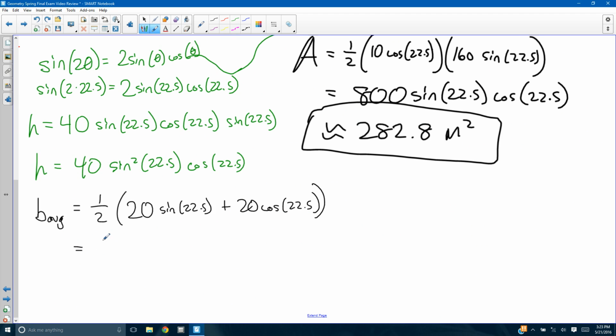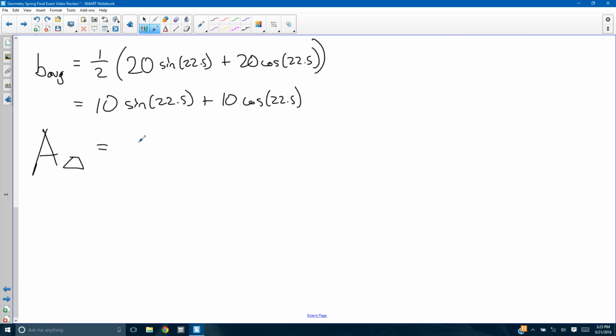So that's going to be 10 sine 22.5 times 10 plus 10 cosine 22.5. There we go. So this average of our bases times our height times 1/2 will give us the final result of the area of one trapezoid, and we're going to double that amount. So the area of one trapezoid is 1/2 base average.